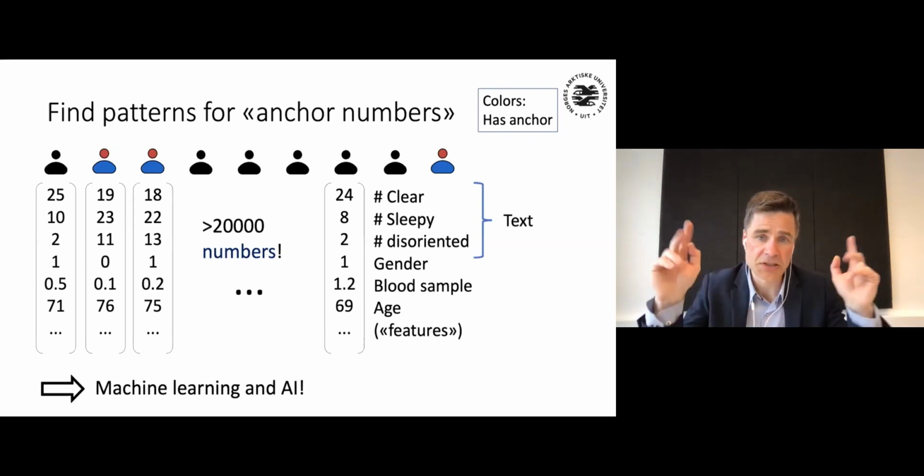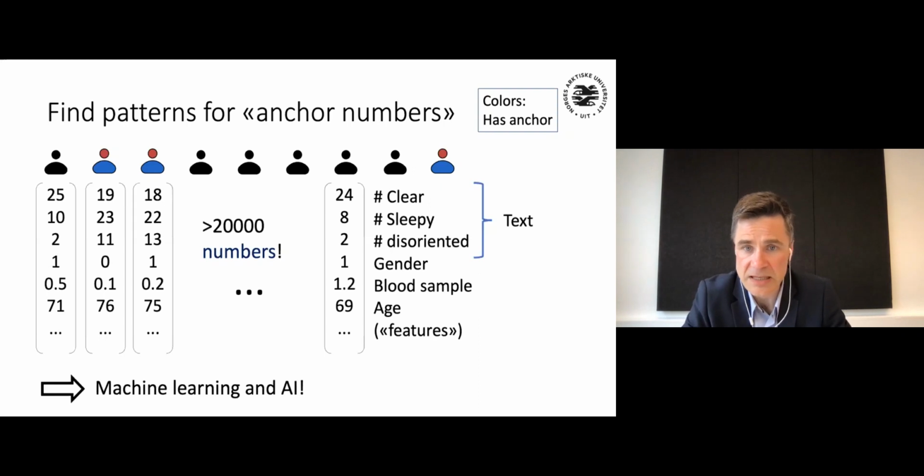It could be traditional data like blood sample, gender, age, and so on. It could be other kind of features that we basically engineer from the electronic health records. In our case, actually, we have more than 20,000 numbers when you do it like this to represent each patient. And the idea now is to use machine learning to find the patterns in the data that indicate whether patients have the anchor or not.